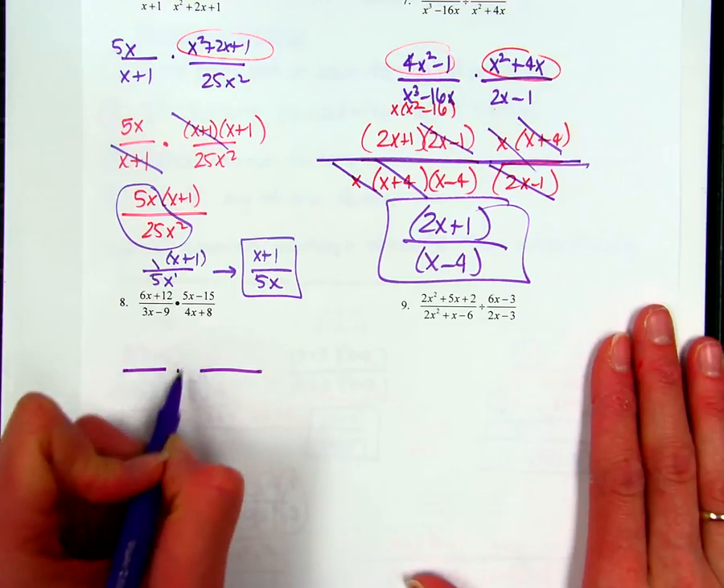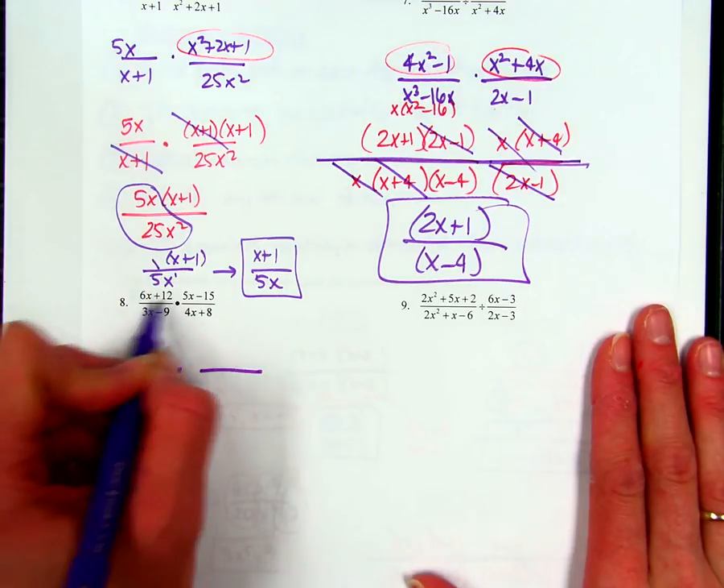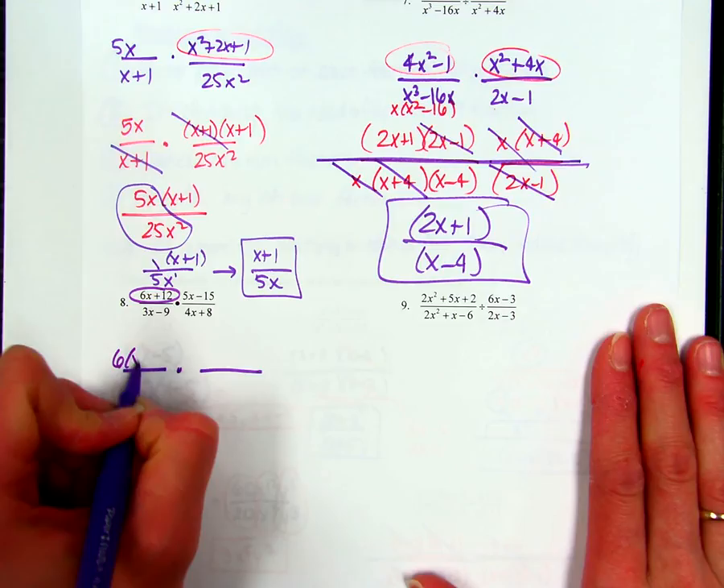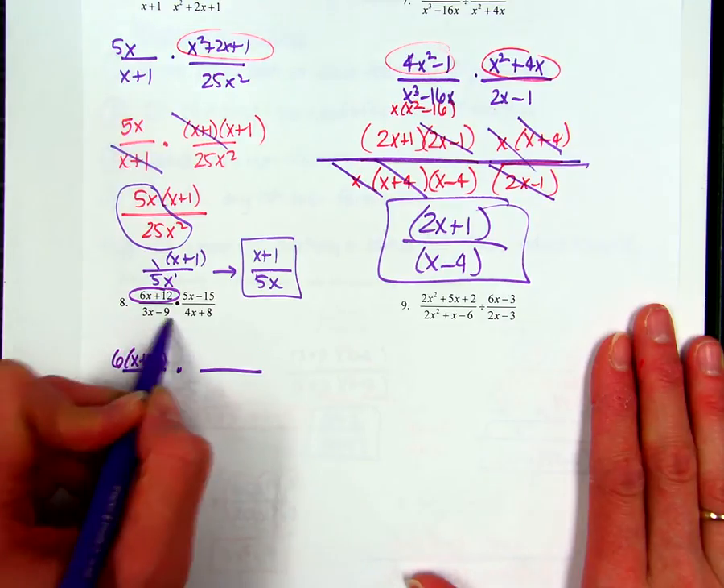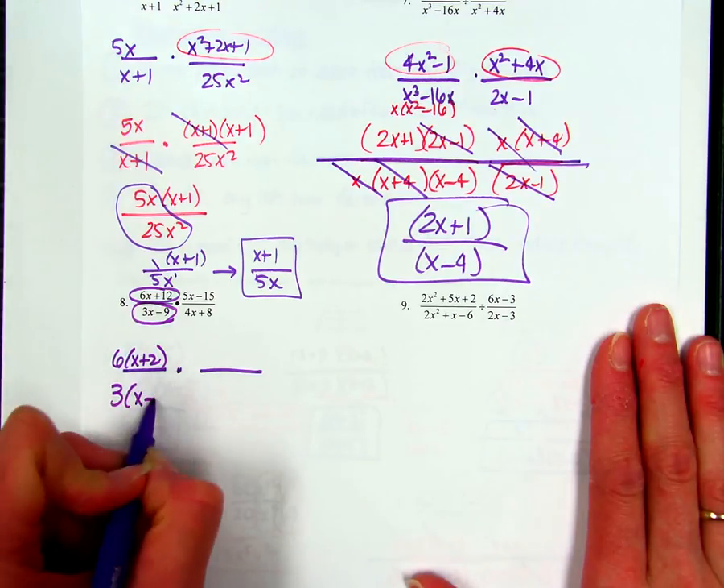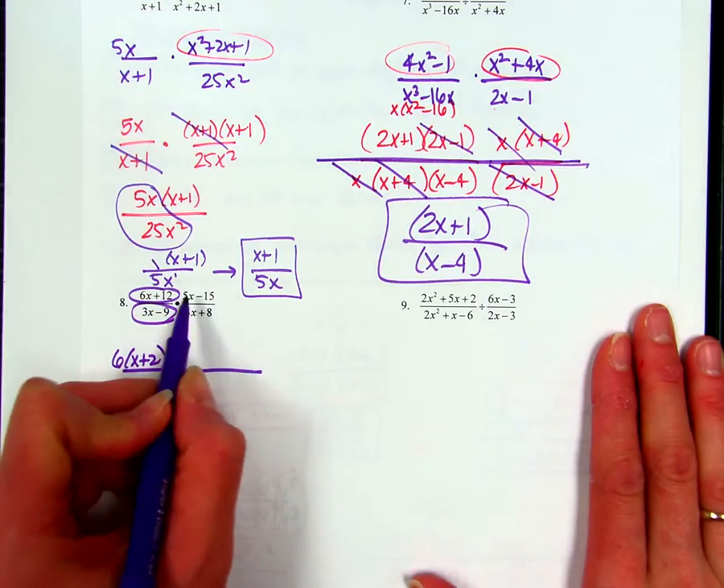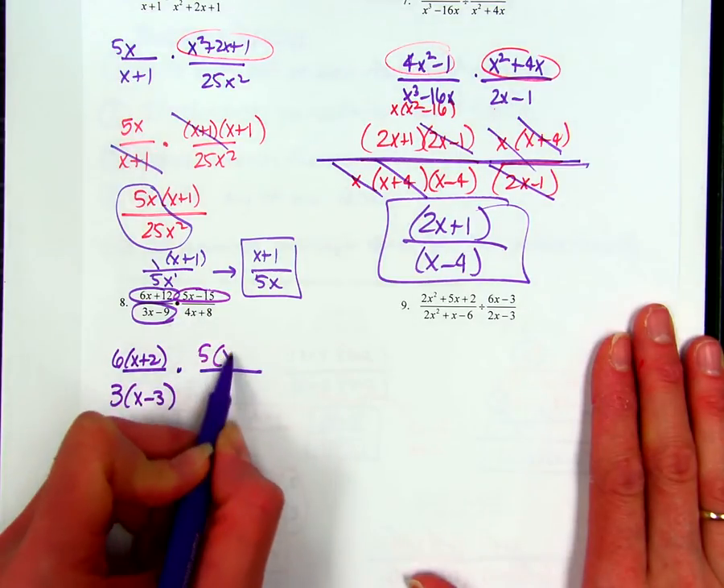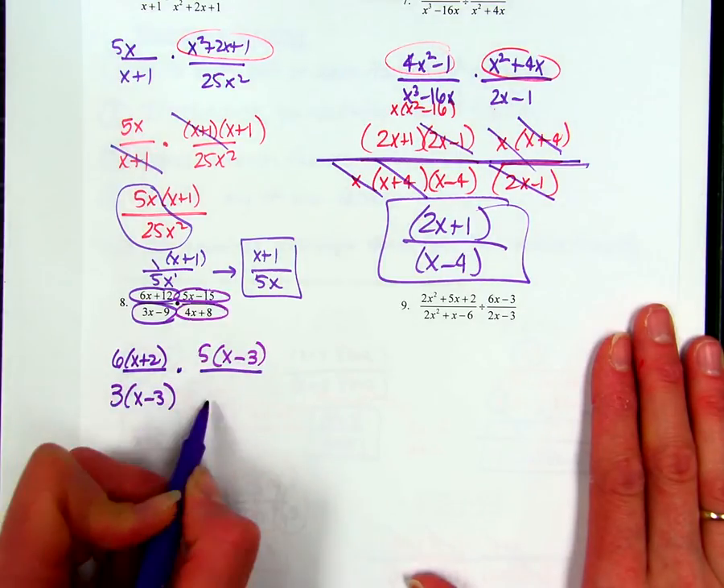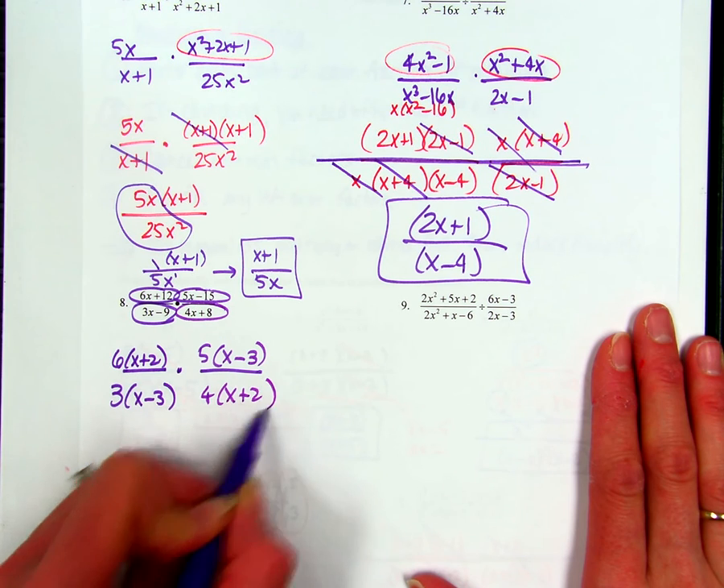So it's multiplication. We do not do any flipping, so we're just going to factor. Take out a 6, and you're left with x plus 2. Take out a 3, and you're left with x minus 3. Take out a 5, and you're left with x minus 3. Take out a 4, and you're left with x plus 2.